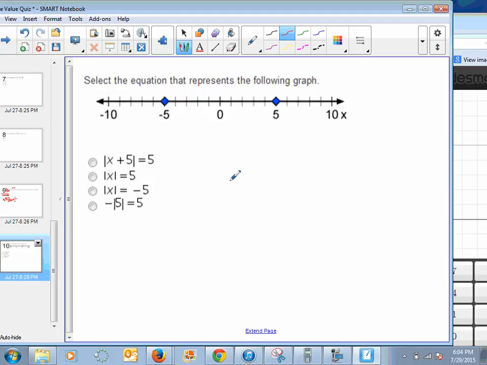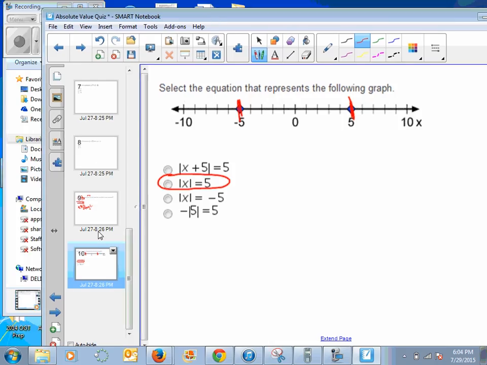Okay, this is similar to one we looked at before. You've got a -5 and a +5. Okay, so what that means is absolute value of x is equal to 5. And that should do it. Good luck.